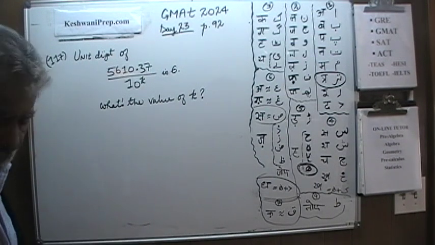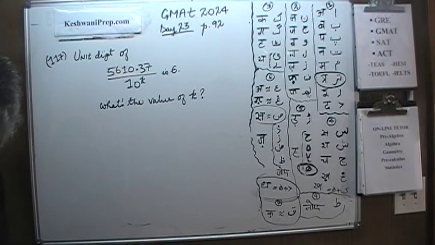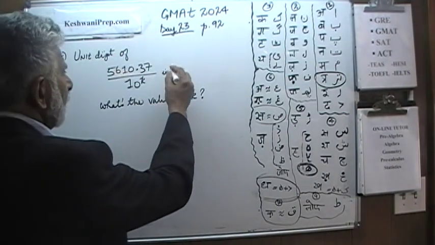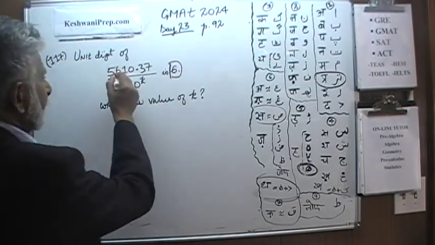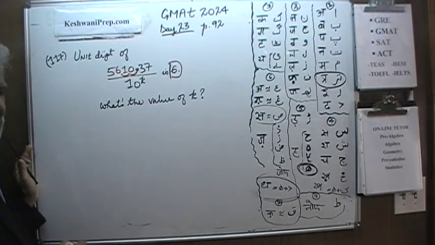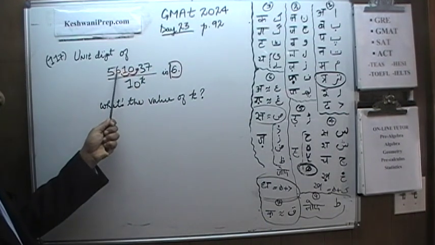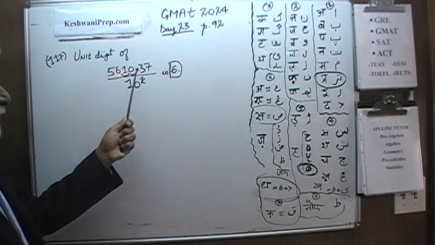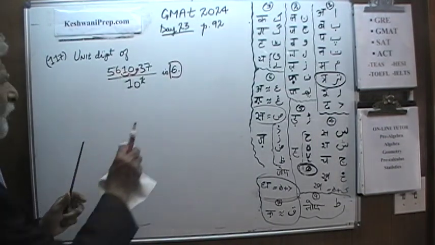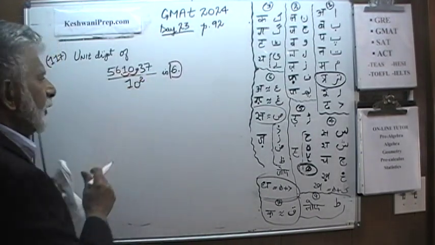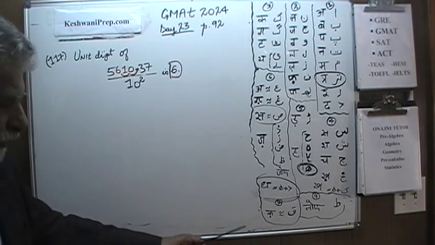It's a quite straightforward problem. We are told that the unit digit is 6. Well, 6 is right here. So we need to pick up the decimal place and move it 2 places. 1, 2. And if we do that, it will become 56. And 56 unit digit will be 6. So we need to take this quantity. If we want to move the decimal places 2 places, 1, 2, we just need to divide it by 10 raised to 2. There we go. That's our answer. K is equal to 2.